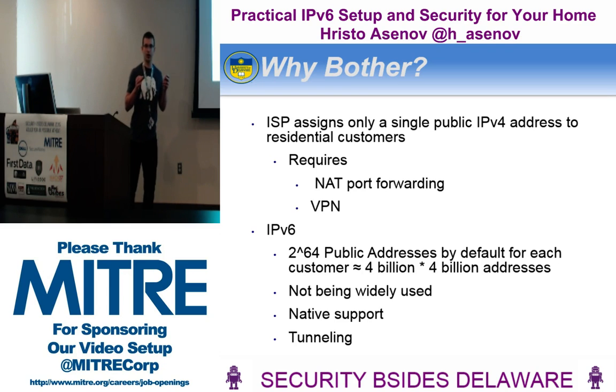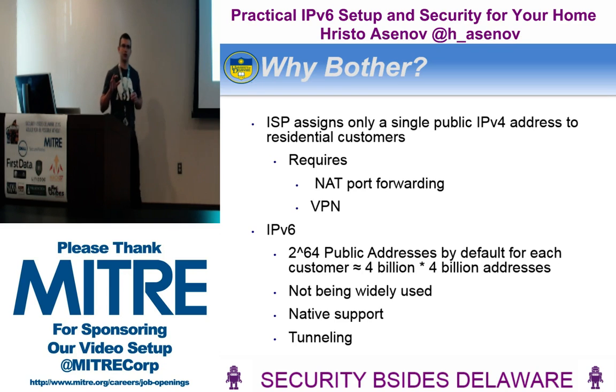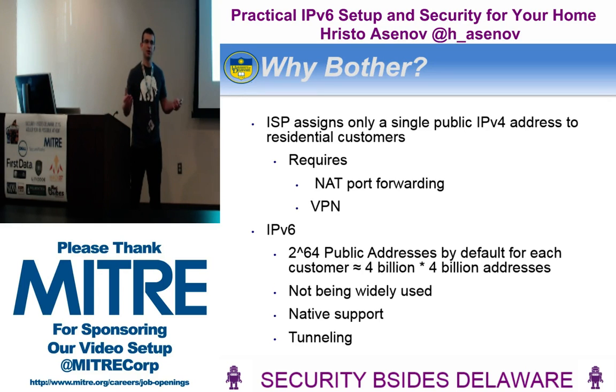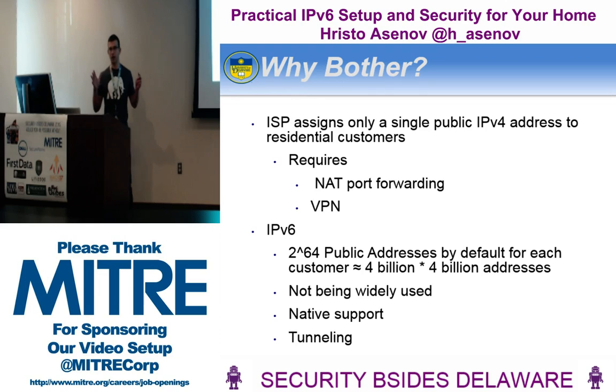In the V6 RFC there's a requirement that your internet service provider will give you a /64 allocation. A V6 address is 128 bits, so that means you have 2 to the 128 addresses total, and if somebody gives you a /64 allocation, that means you have 2 to the 64 public routable addresses.